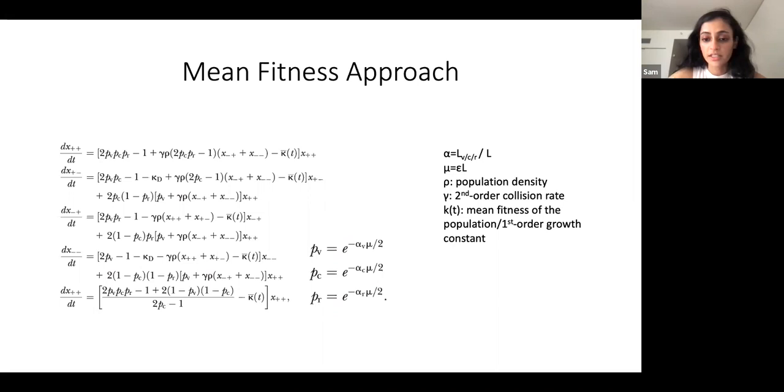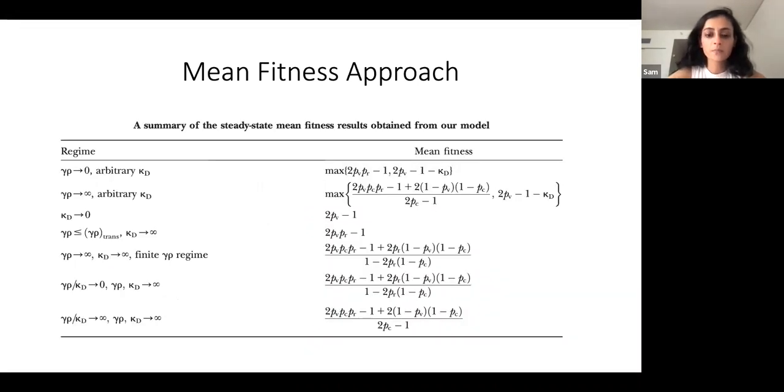which is important going forward, because we will be looking at the product of rho and gamma, and when it varies, it basically means that the gamma is varying because the rho remains constant. And KT is the mean fitness of the population, or the first order growth constant, which is our prime focus here. Next slide, please. So after doing a bit of simplification, there are two regimes that we come across.